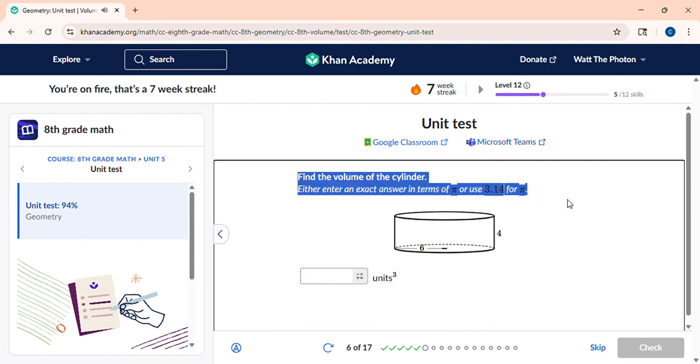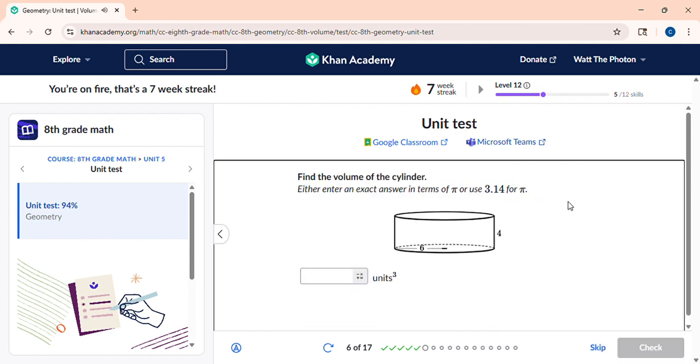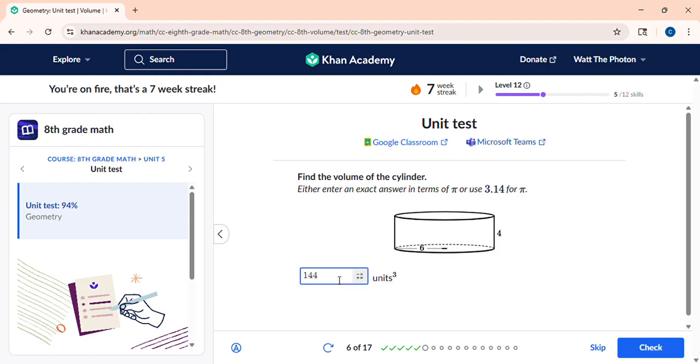For the volume of the cylinder, we have 6 squared pi times 4, 36 times 4, 144 pi.